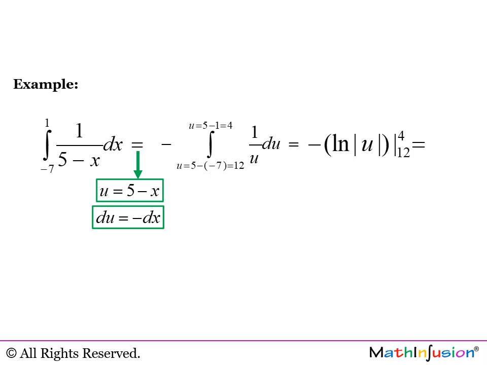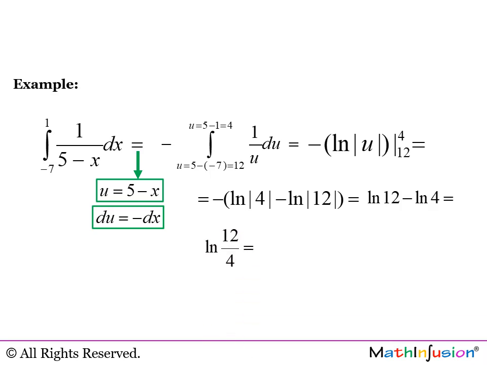Now we are taking the antiderivative of 1 over u, and we get ln of u in absolute value. We have the minus sign before, and the limits of integration are 4 and 12. So it's negative of what? Ln of 4 in absolute value minus ln of 12 in absolute value. Yes, but I don't need the absolute value because 4 and 12 are positive. So I get here ln of 12 minus ln of 4, which is ln of 12 over 4, which is just ln of 3.